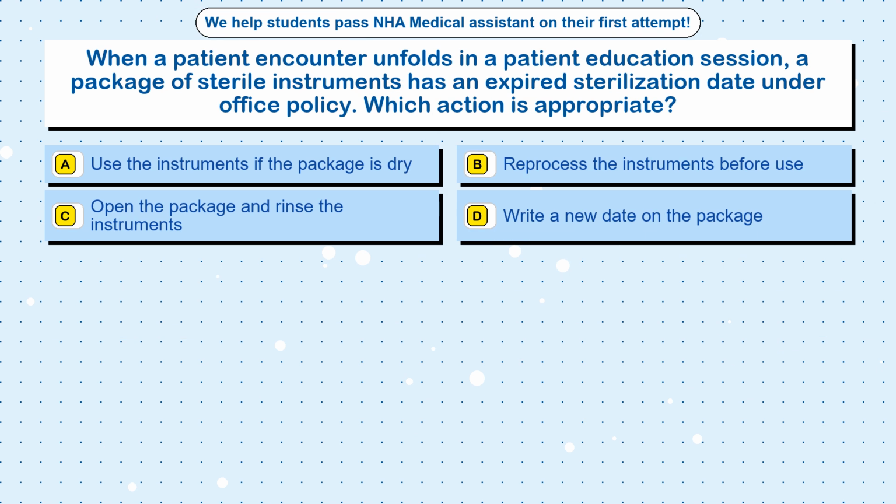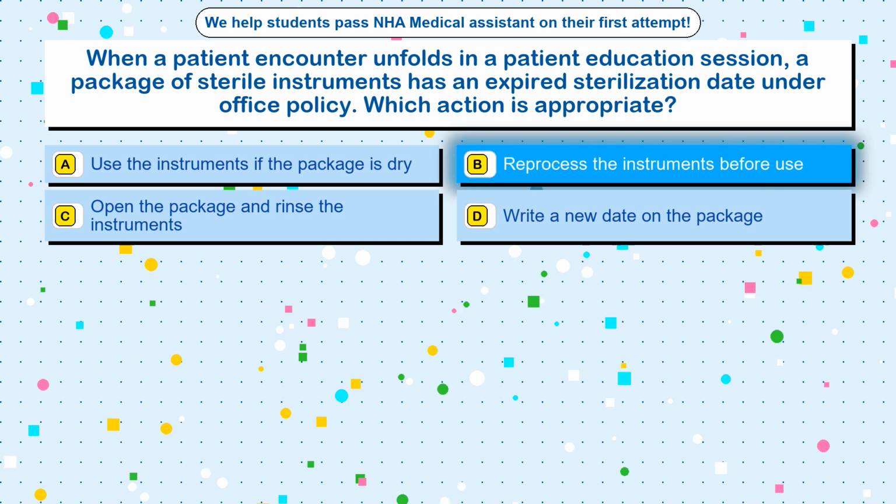Question 4. When a patient encounter unfolds in a patient education session, a package of sterile instruments has an expired sterilization date under office policy. Which action is appropriate? Option A, use the instruments if the package is dry. Option B, reprocess the instruments before use. Option C, open the package and rinse the instruments. Option D, write a new date on the package. The correct answer is option B, reprocess the instruments before use.